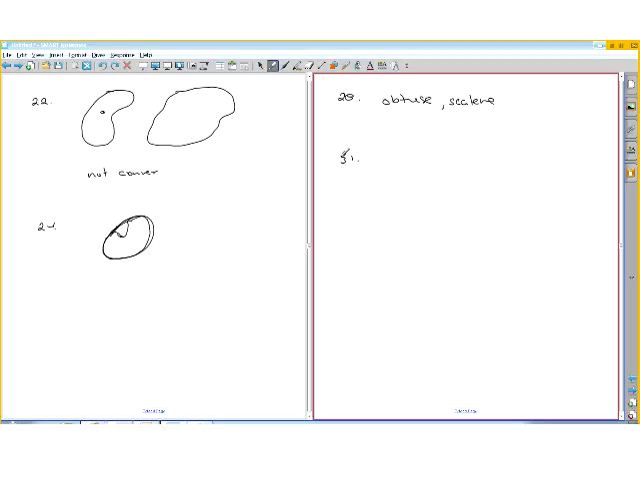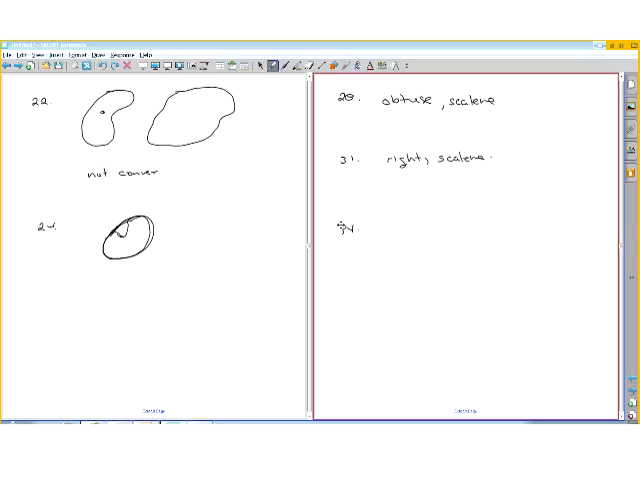Okay, 31 has a 90-degree angle. So that means it's a right triangle. And we see that the three sides are different, so there are no equal sides. Therefore it is a right triangle, and it is scalene because no two sides are equal to each other.